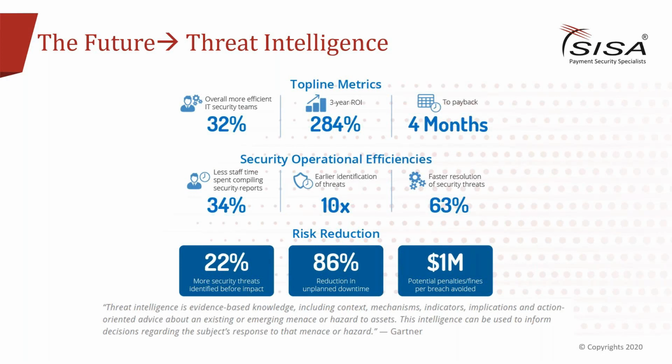So apart from this, from a governance standpoint, what exactly is there in the future is threat intelligence, and that is something I believe all organizations should be looking at. The threat intelligence feed, and what exactly is it? It will help your organization in understanding who is attacking you, what the motivation and capabilities are, and what indicators of compromise are inside your system which they are looking for, which helps in reducing the risk many times over. Around 22% more security threats are identified before they even impact the organization. Organizations that have implemented the threat intelligence feed have seen an 86% reduction in unplanned downtime, and they have avoided around $1 million of potential penalties or fines per breach, which is a huge step.